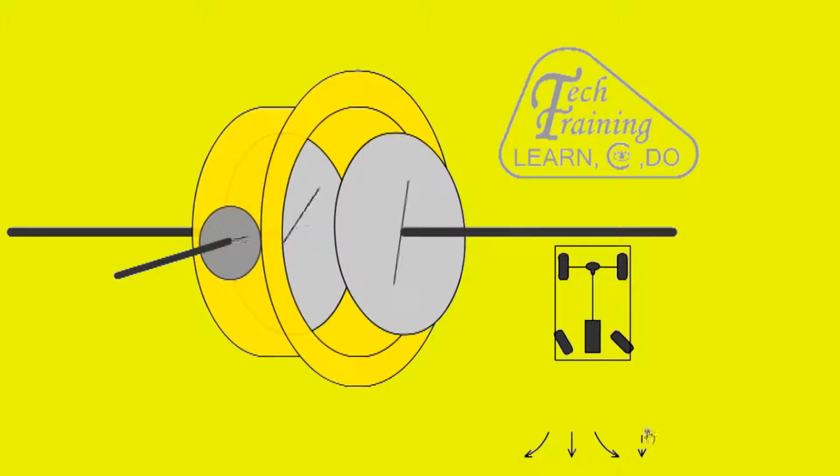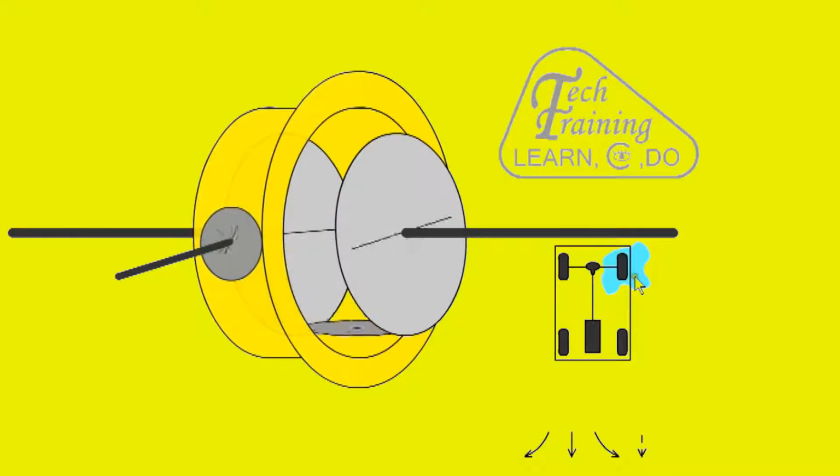If one wheel has poor traction, for example because of ice, all the torque will be transmitted to that wheel. It will spin and the car will not move. This is a disadvantage of the open differential.